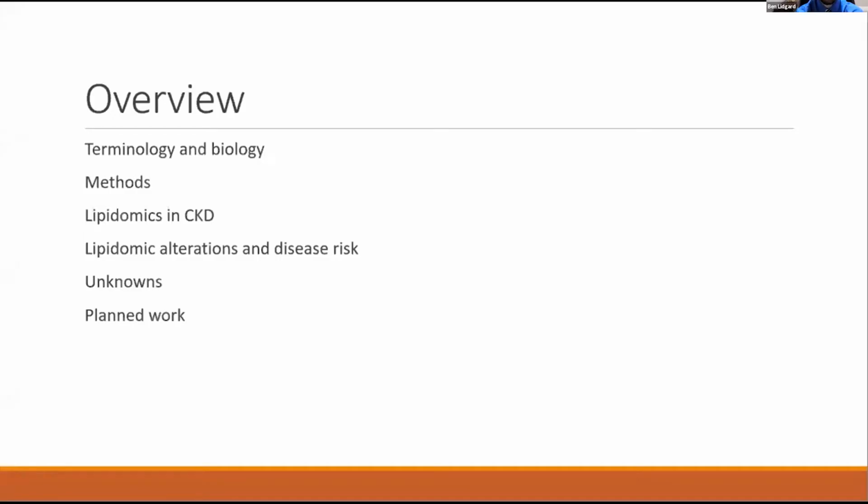Just as a brief overview, we'll be focusing on the following areas today. First, we'll discuss the terminology, biology, biochemistry, and organic chemistry of lipids, so we're all on the same page and know what we're talking about. Next, we'll spend some time going over how lipidomics are done, the methods. Third, we'll review some of the pertinent existing literature in the areas of chronic kidney disease and also in the areas of alterations in cardiovascular disease risk. And from there, we'll delve into the unknowns and what I plan to do about those.